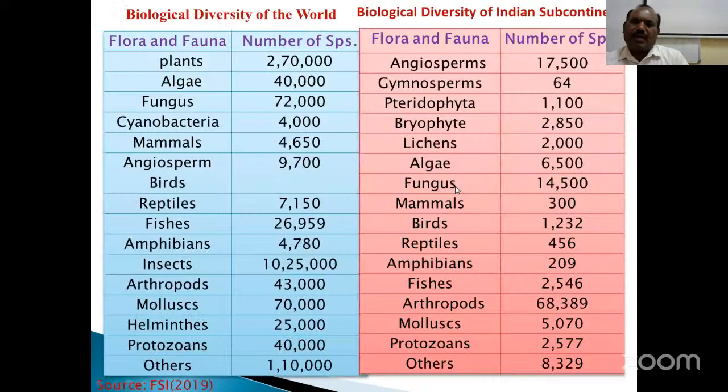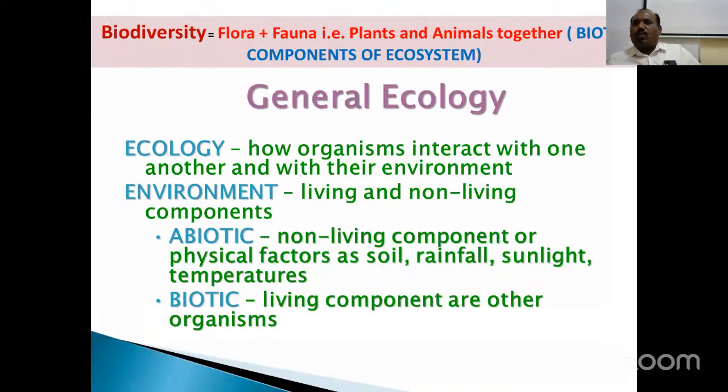Okay. I just want to give this small area of biodiversity. Flora and fauna of the world and also the country. What is biodiversity? It is equal to flora and fauna, plants and animals together. Biotic components of an ecosystem. First, I want to say what is an ecosystem, what are the components in an ecosystem, and what may be the different types of ecosystem. Then we will come to the burden of this pollution aspects.